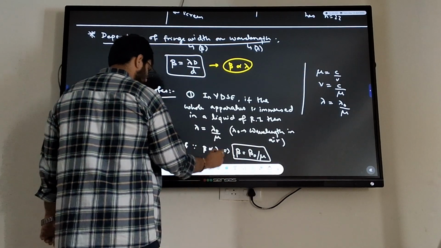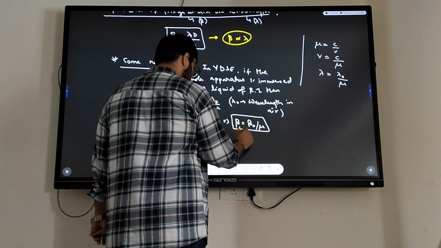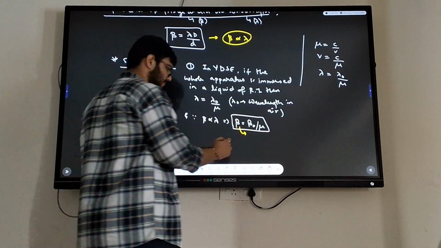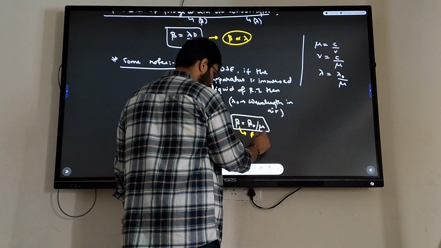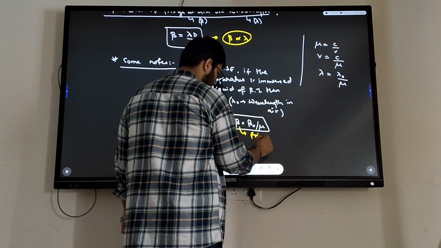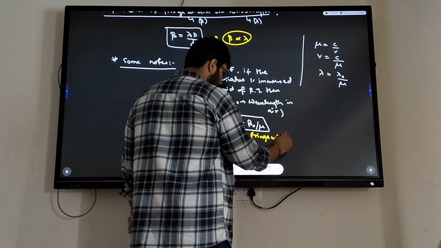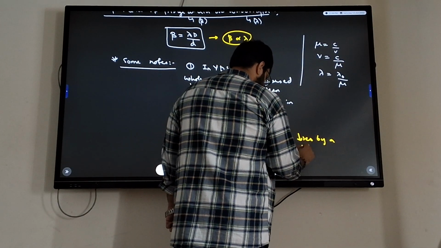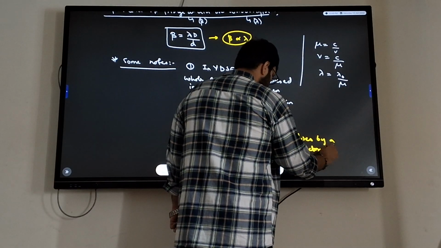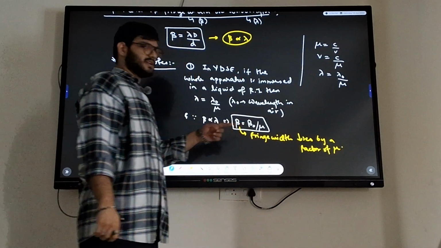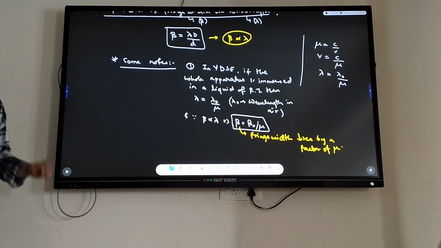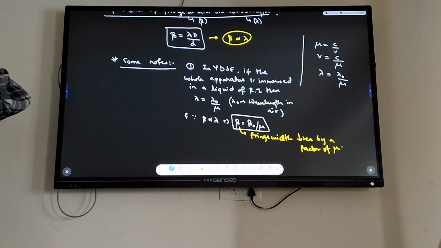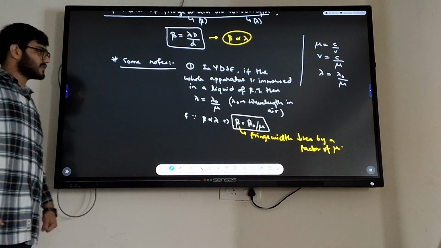That means what? The fringe width decreases by a factor of mu. And what is that beta naught? That is the fringe width as observed in air. Okay, I'm not writing that. Hopefully it is understood. So that's one consequence.